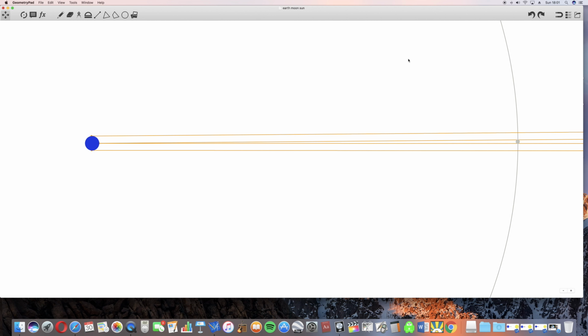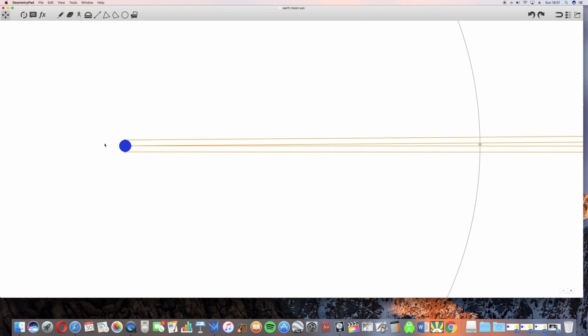Now you can also see that the light from the Sun, although it's virtually parallel, because there's a big distance between the moon and the Earth, the light converges over that distance, so the moon only casts a very small shadow on the Earth, assuming a total eclipse.